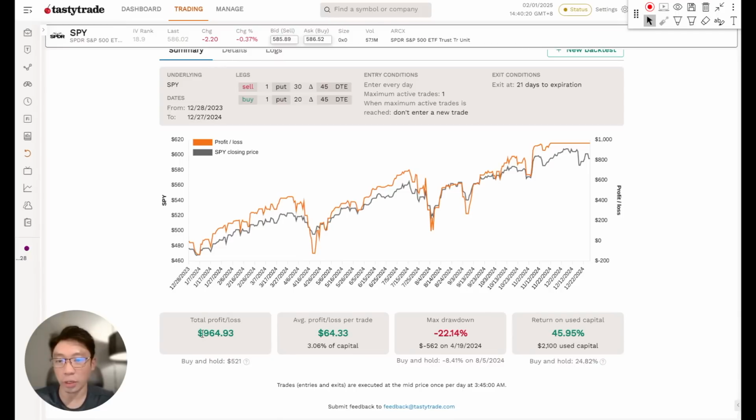So as you can see over here, your total profit is 964.93, but your buy and hold is 521. So almost double the results compared to if you were to just buy SPY.